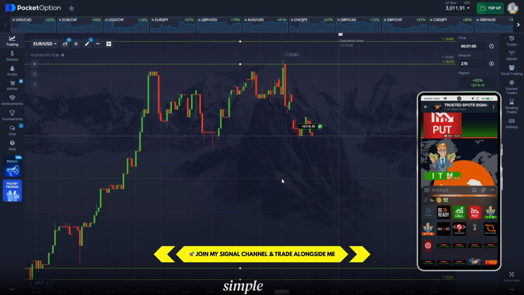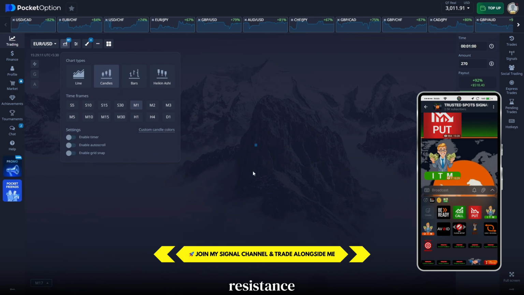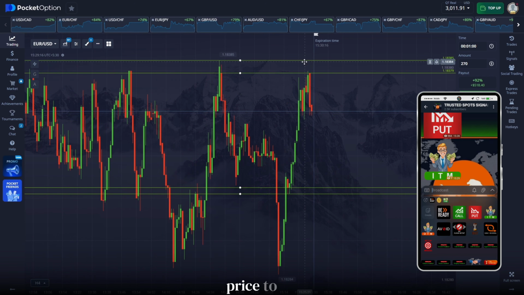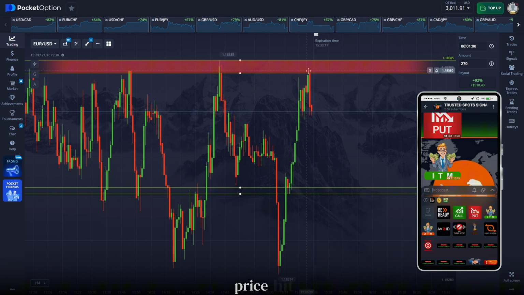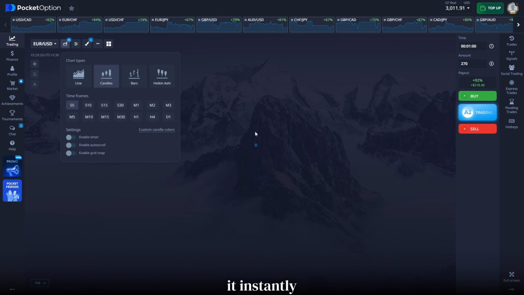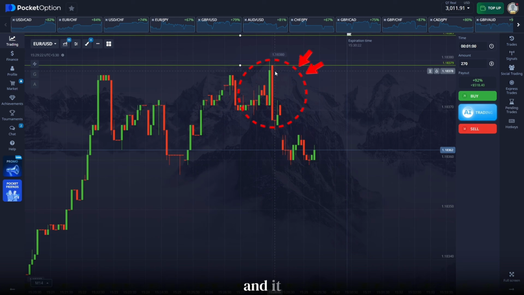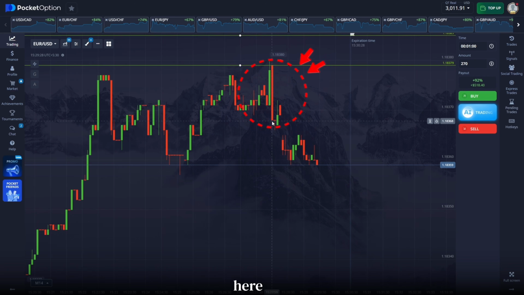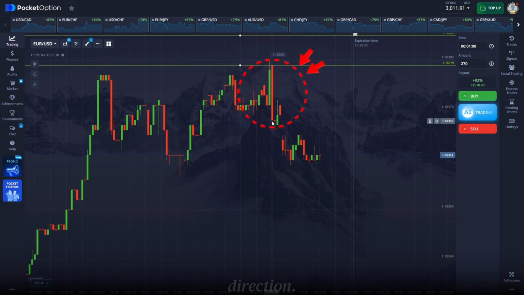Now it's a simple trade setup. I used the resistance range and I waited patiently for the price to hit the exact level. As soon as price hit the level, it instantly formed a rejection and it instantly formed a confirmation candle. It's an engulfing candle, which was a sign that yes, the sellers are strong here and they will reverse the price, and that's why I instantly placed the trade in the downward direction.